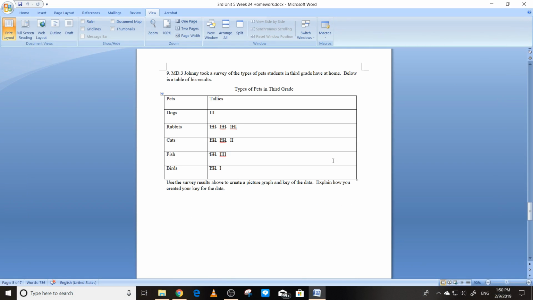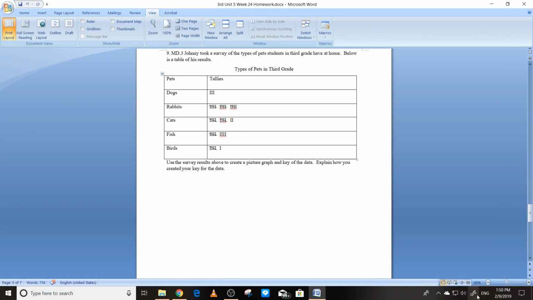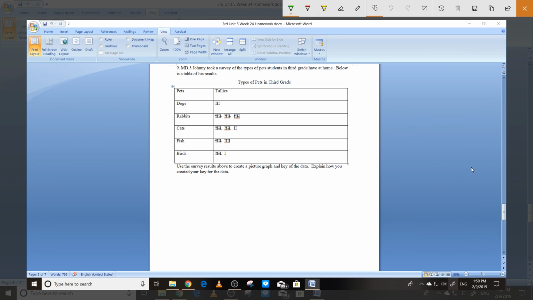Let's take a look at number 9. All right. Number 9 says, Johnny took a survey of the types of pets students in third grade have at home. Below is a table of his results. The question says, use the survey results above to create a pictograph and key of the data. Explain how you created your key for the data.